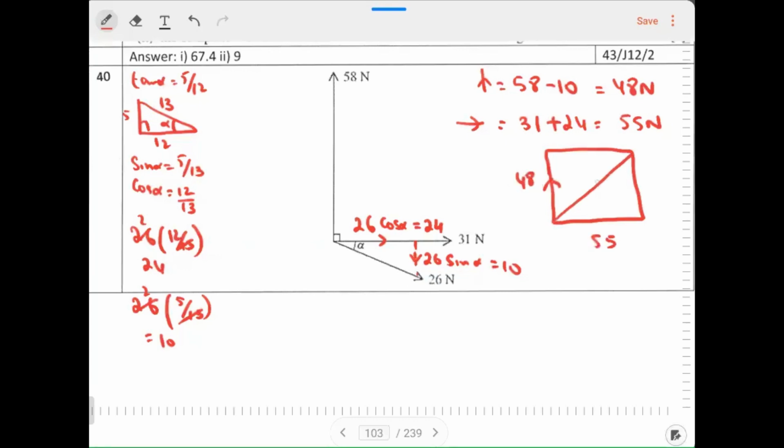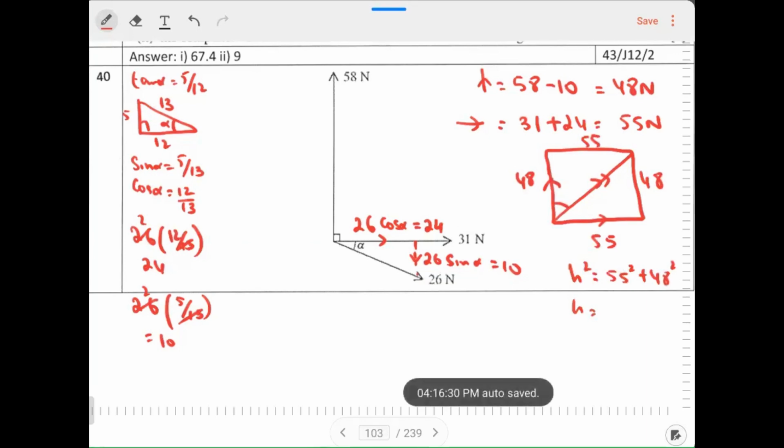I will apply the parallelogram rule. This is 48, this is 55. And I will apply Pythagoras theorem. Hypotenuse square is 55 square plus 48 square, which is 73. I will find this angle.